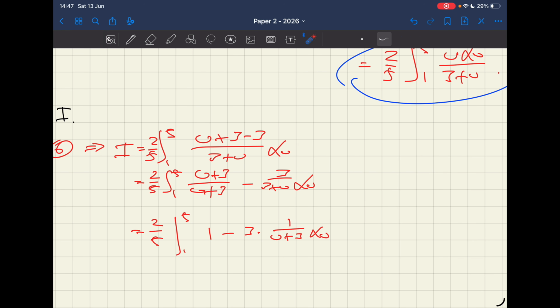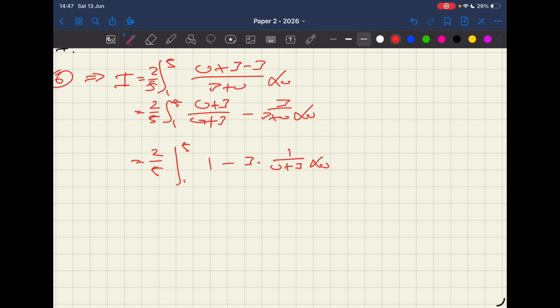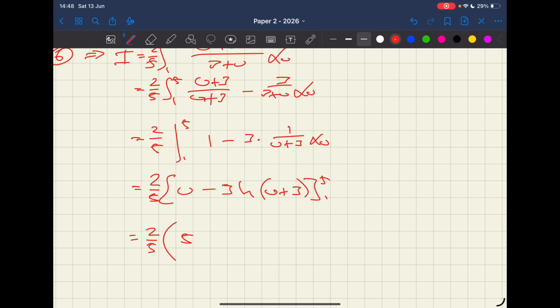Reason being then, this one is now in the log integral form. So we can perform our integration. 2/5 at the front still. First bit 1 becomes u. And this thing will be minus 3 natural log of u plus 3. We're going to plug in 5 and 1. 2/5 at the front still. Plugging in 5, we'll get a 5. Take away 3 log 8. And then we'll take away a 1 and then add on a 3 log 4.